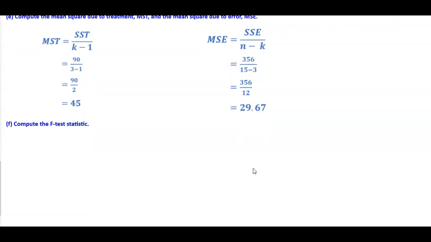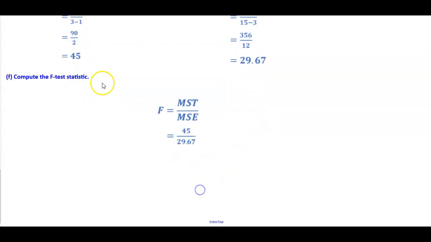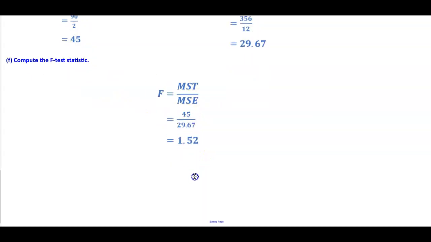Now the last part, we're going to compute the F-test statistic. The F-test statistic is equal to MST divided by MSE. So we take the value of 45 and divide it by 29.67. Rounding to 2 decimal places, we end up getting the F-test statistic to be 1.52.